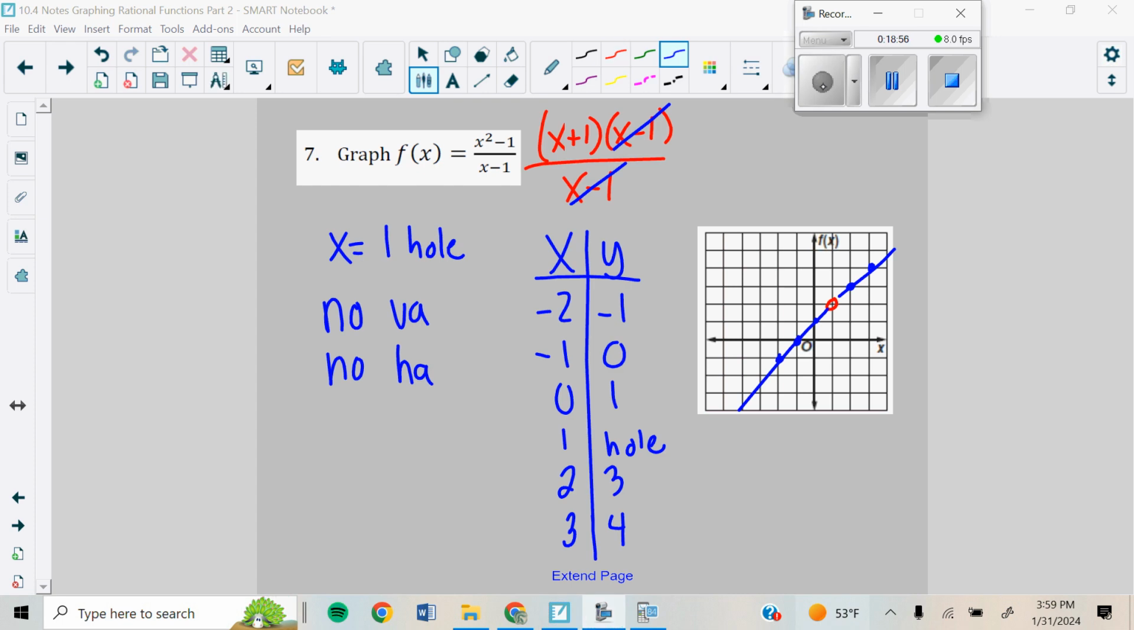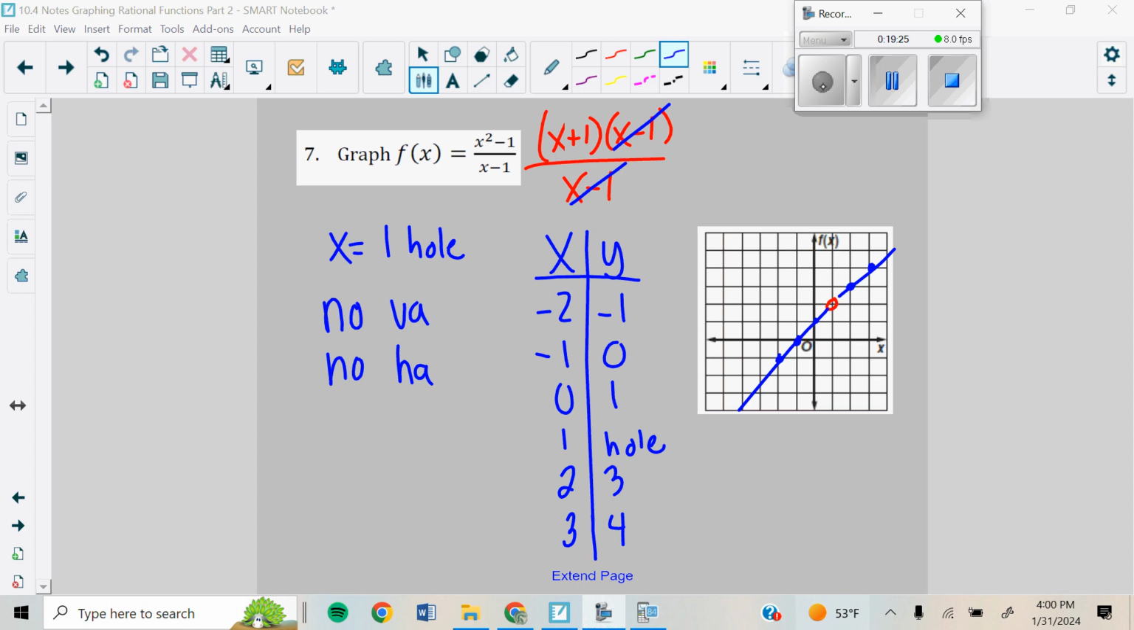All right, welcome back. I have a hole at 1, and I have nothing left in my denominator, so that gives me no vertical asymptotes. And if I look at my exponents in my original problem, the denominator is smaller, the numerator is bigger, so then I have no horizontal asymptotes. This one fit really great in my graph, so I could pick 3 points to the left, 3 to the right, and go ahead and graph those.